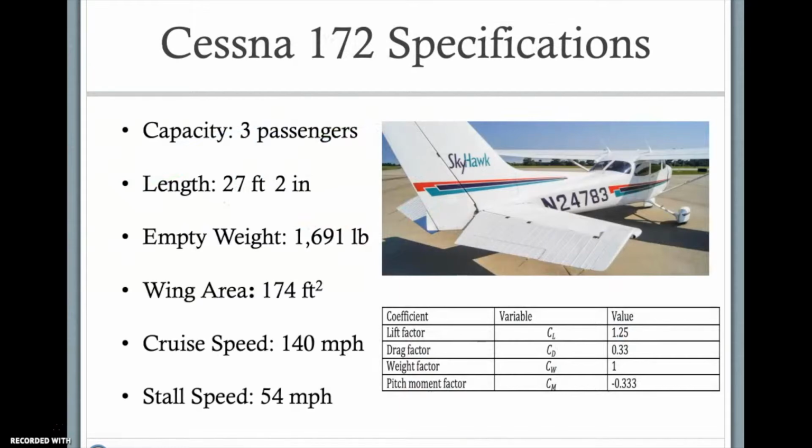The plane we used for our study, as stated earlier, is a Cessna 172. It is a very popular, small aircraft that was first flown in 1955 and continues to be in production today. Shown are some of the specifications of the plane and the coefficient factors used when solving the system. All of the coefficients were derived from equations or graphs. Some of the more important specifications include the weight of the plane, the wing area, and the cruising speed.